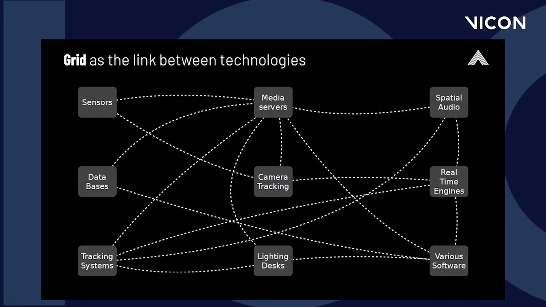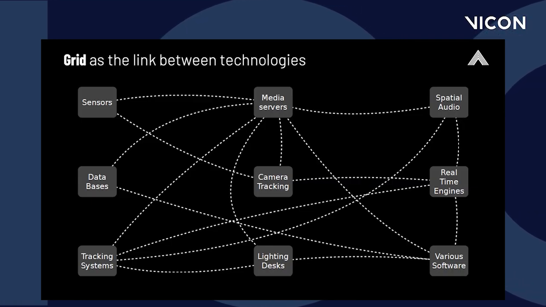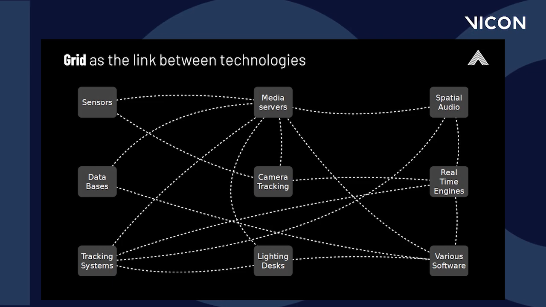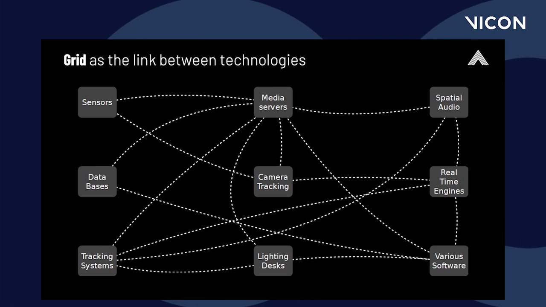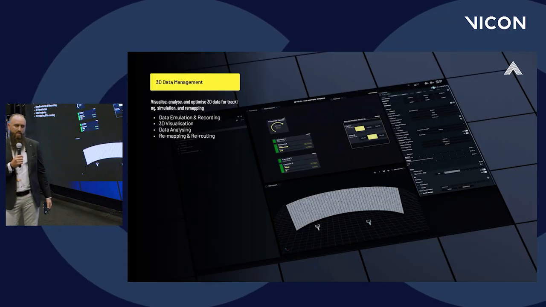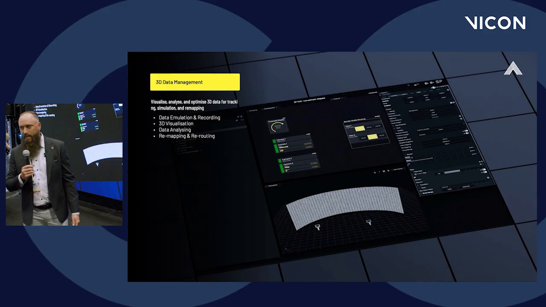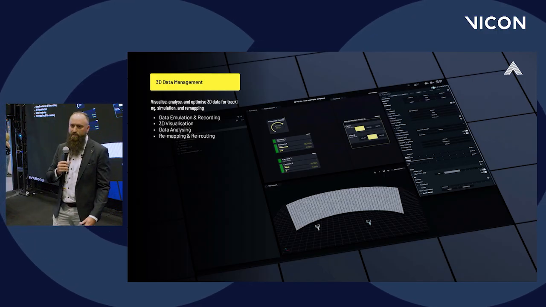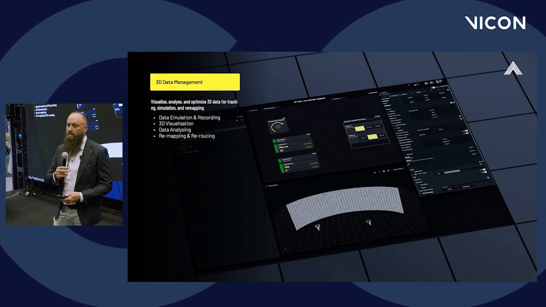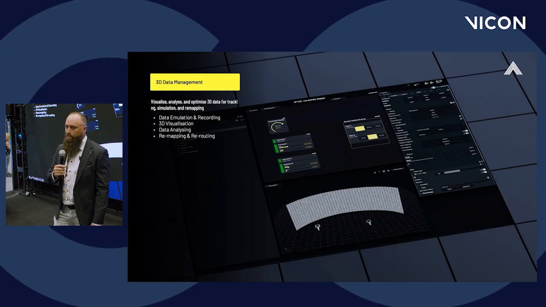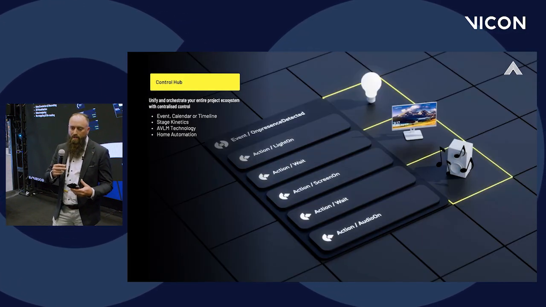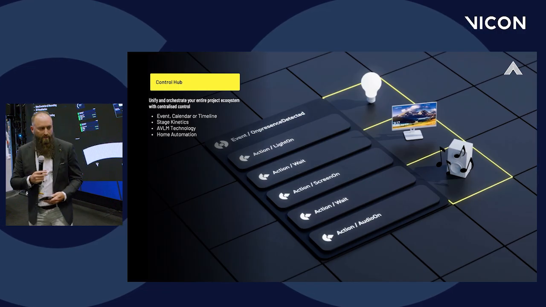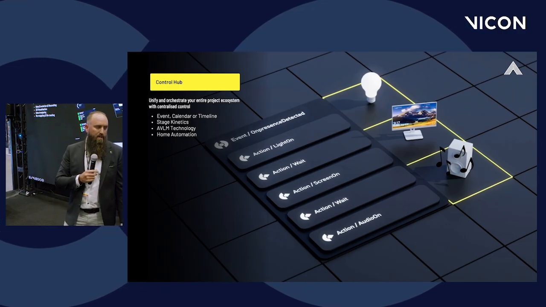Some of the options that we have are 2D and 3D LiDARs, sensors, tracking systems for virtual production, a wide range of media servers, and real-time engines. What makes SP Grid really valuable is that data aggregation and our 3D viewport. We can really visualize all the data that's coming into the 3D visualizer, and make beautiful looking customized GUIs to monitor those incoming data streams.